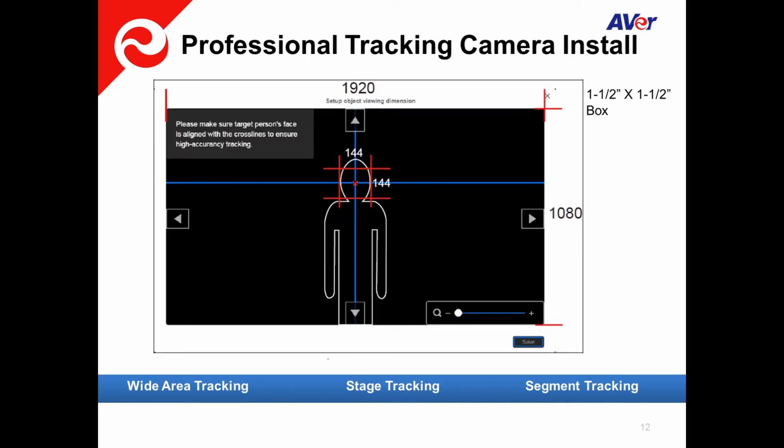A good rule of thumb is when you're setting up your viewing dimension for the crosshairs, you want to look at the presenter, and you want the crosshairs to be roughly an inch and a half by 1.5 inches. So you want to create this box that's 1.5 inches by 1.5 inches.